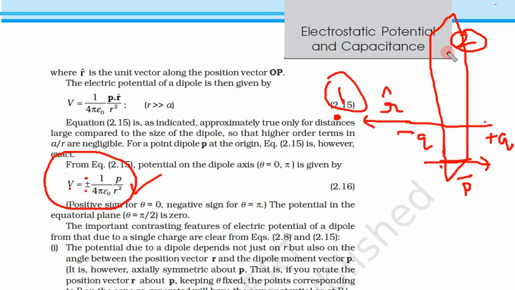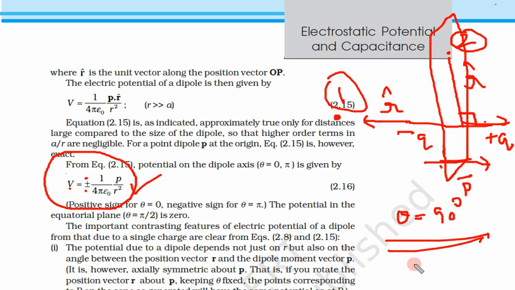Now for any point on the equatorial plane, this is r, the unit vector r, and this is p. Here we can see the angle theta is always 90 degrees for any point on the equatorial plane. Cos 90 is 0, so any point on this plane will always have a potential V equal to 0, because the angle is 90 degrees.